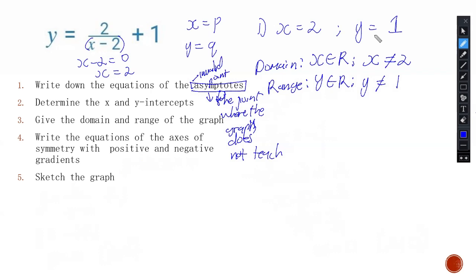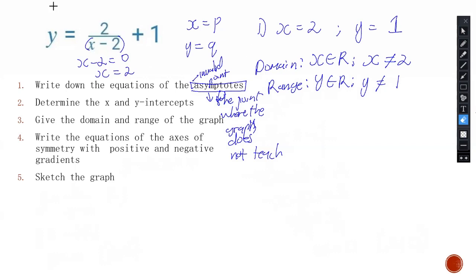So the domain is a set of all possible x values, meant to say. So that means it's x element of real numbers where x is not equal to that asymptote. Range is a set of all possible y values. So it's y element of all real numbers, but y should not be equal to the asymptote. So basically, that's how you write it always. That's how you present the domain and range of the hyperbola graph.